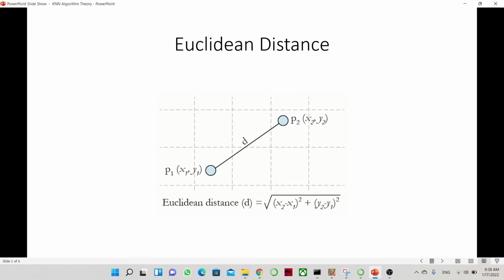Well, we have three different ways. We have Euclidean, Manhattan, and Minkowski. Okay, so Euclidean distance is the square root of the difference between the x coordinates of the 2 points squared, in addition to the difference between the y coordinates of the 2 points squared. And that's the minimum distance, and that's what we're going to be using in the coding part.